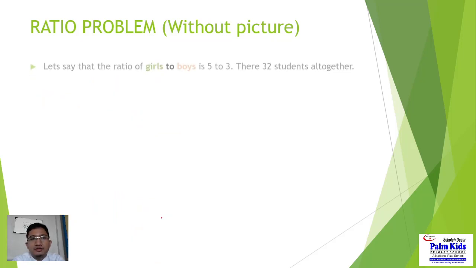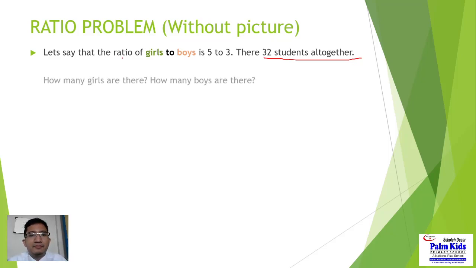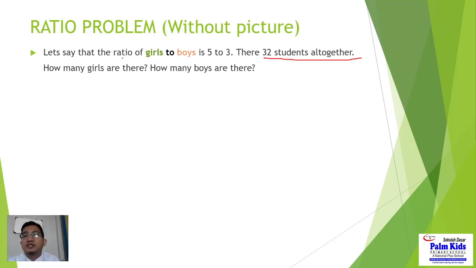Okay, now let's go to the last problem. Let's say that the ratio of girls to boys is 5 to 3. And there are actually 32 students altogether. What this means is that the number of boys plus the number of girls is 32. So the question would be how many girls are there and how many boys are there.